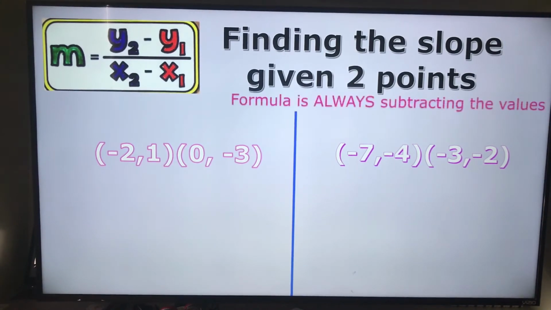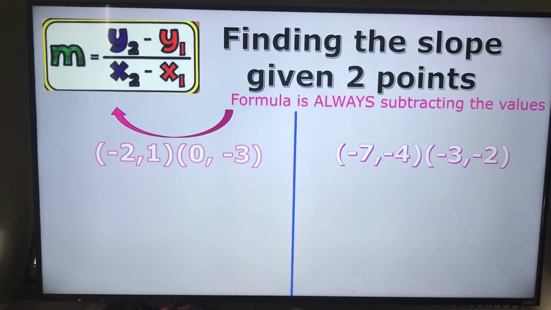So what you have to keep in mind is your slope formula is always subtracting your values. This formula right here where your arrow is pointing, the formula is subtraction. You subtract the y's from each other and then the x's. But please write this down if you have to pause. Order matters. You can't just do any y and any x. And I'm going to show you what I mean by that.